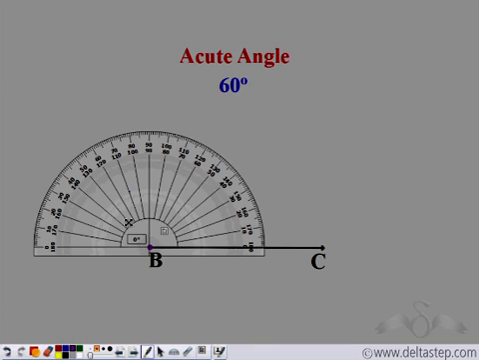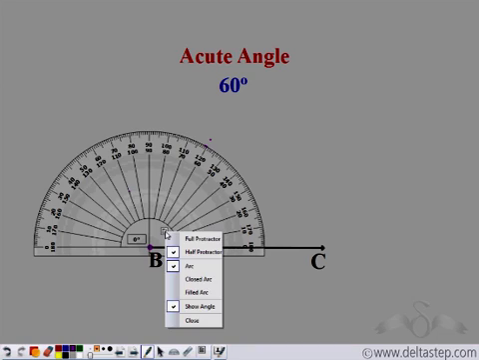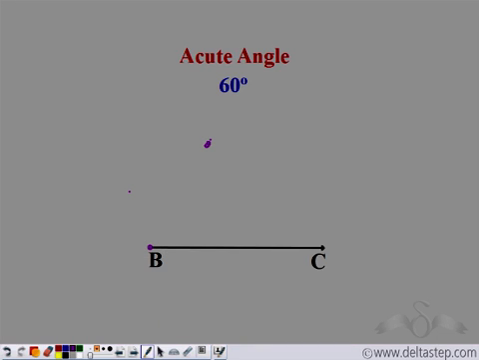Now mark the point corresponding to 60 degrees. If you observe, you will see there are two 60s written. One is here, the other is here. Which one should you take? We have taken this 0, the 0 written at the bottom, because ray BC coincides with this 0. So we will take the 60 corresponding to this 0, that is the 60 written at the bottom. So we mark a point here.